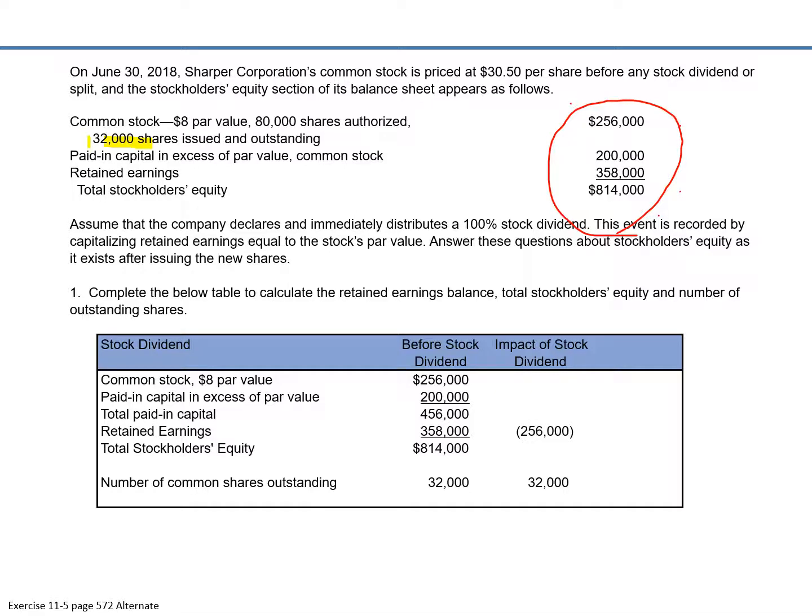We're going to reduce our retained earnings by 256,000, and we're going to double our common stock by 256,000. So we've got, after the stock dividend, $512,000 of common stock. Nothing happens to paid in capital. Our retained earnings goes down by 256,000 to 102. And our total stockholders' equity does not change. It's just transferring from one bucket to the other. And the number of shares outstanding is now 64,000.